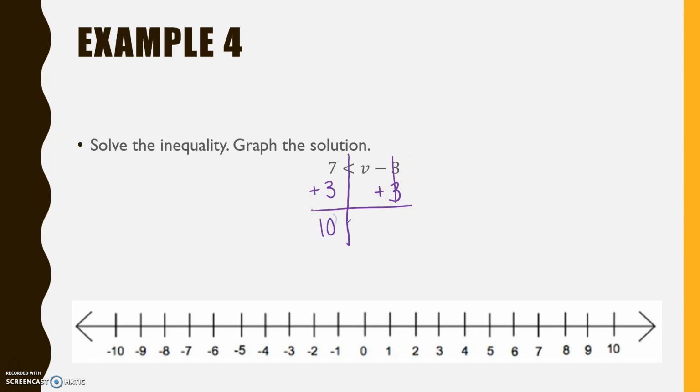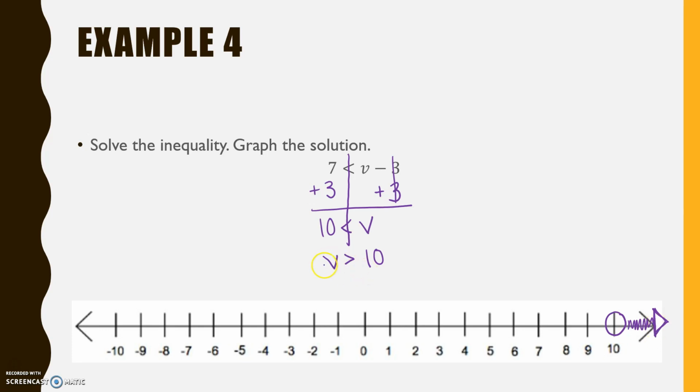So I have 10 less than v. But remember we said we want the variable to come first, so I'm going to switch everything around. I'm going to switch the v and the 10, but I'm also going to switch that inequality sign, and it's going to be greater than. So I'm going to have a circle at 10, but since there's no equal to underneath it, it's going to stay open, and then I'm going to shade values that are greater than 10.